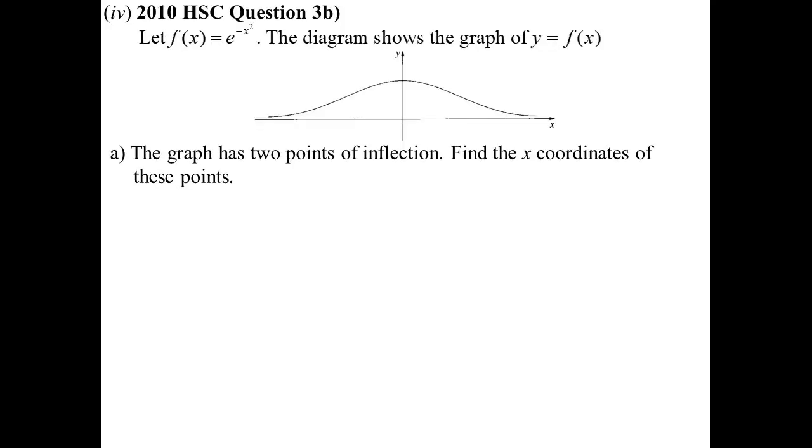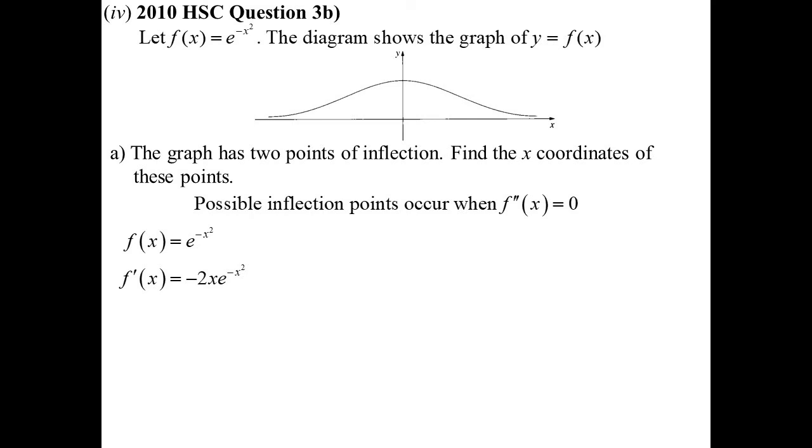Here's one from an HSC, the 2010 paper. So the function is e to the minus x squared, and they've drawn the graph for us. They've told us it has 2 points of inflection. Now, points of inflection, that's where the curve changes concavity. We want to find the x-coordinates of those particular points. Now, one of the things we'll see when we look at calculus a little bit further, inflection points will always happen when the second derivative is equal to 0.